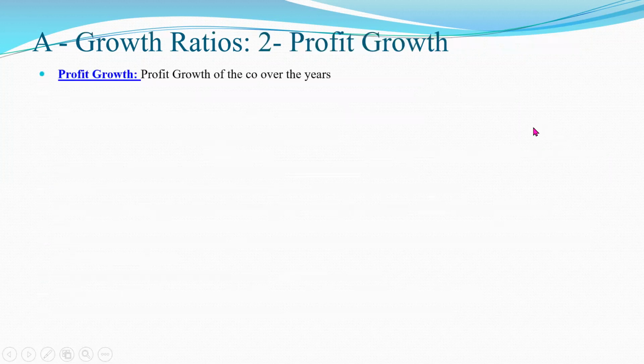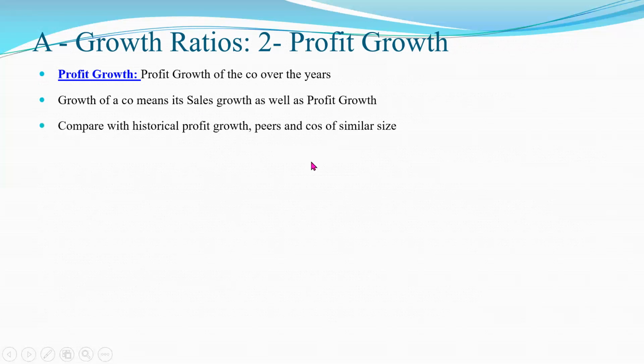Profit growth, second thing. See the profit growth over the years. So sales and the profit should move in tandem. If the sales is moving and the profit is not moving up, that means their expenses are high. Look at the historical profit growth, look at the peers and similar size company.